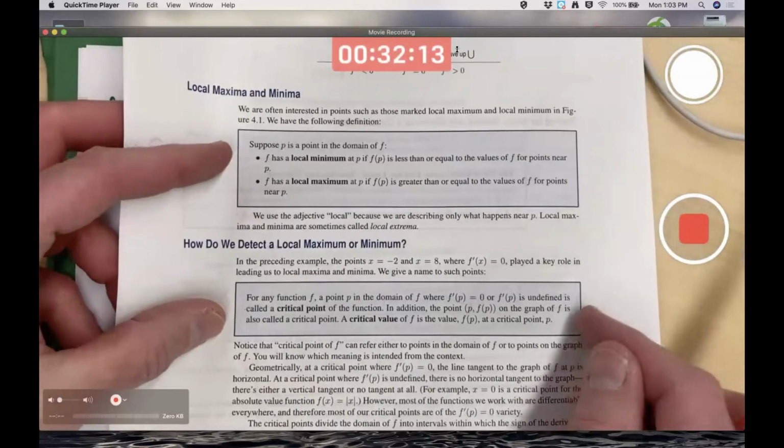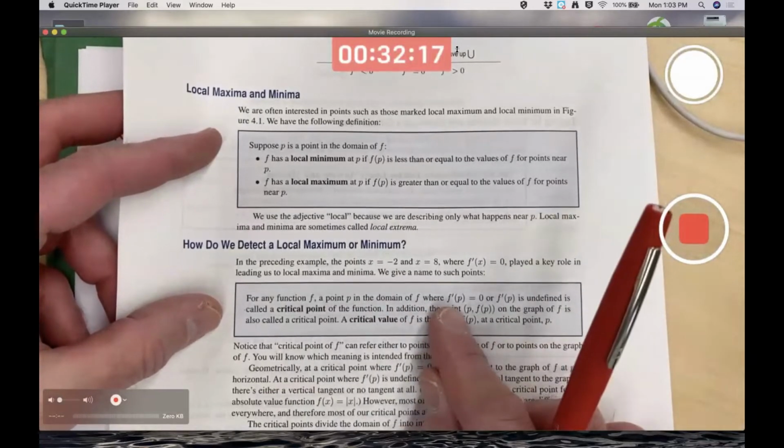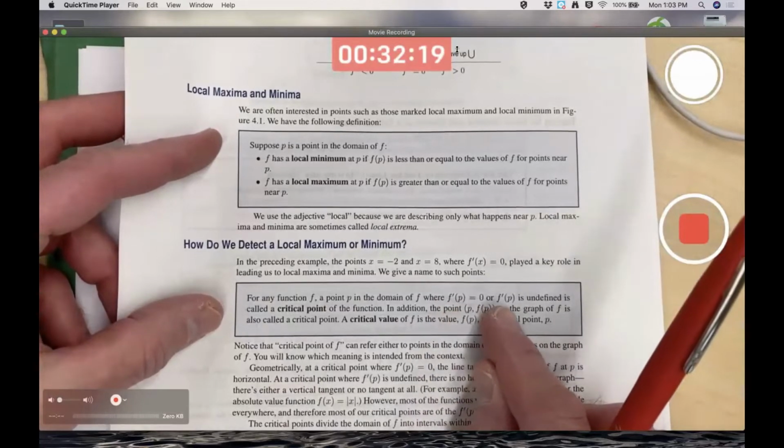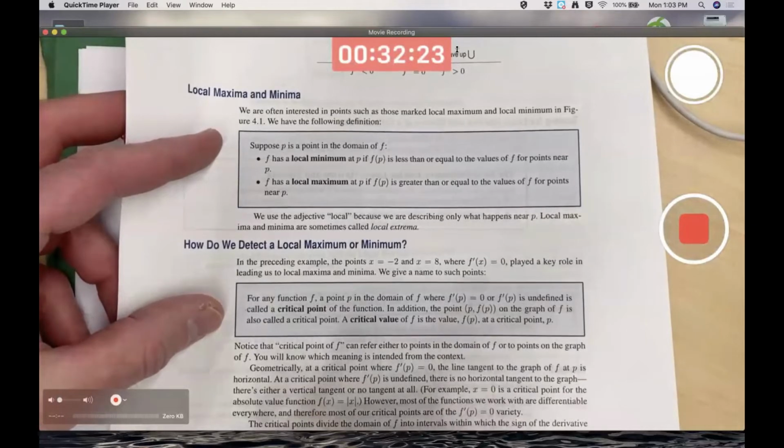We've already talked about this definition. A point P in the domain where either f prime of P is 0 or f prime of P is undefined is called a critical point. We talked about that last Friday.